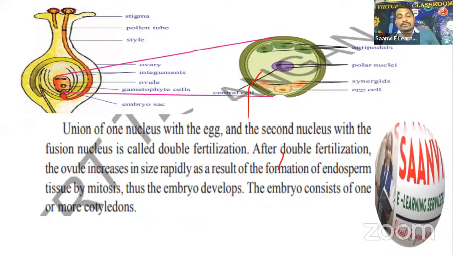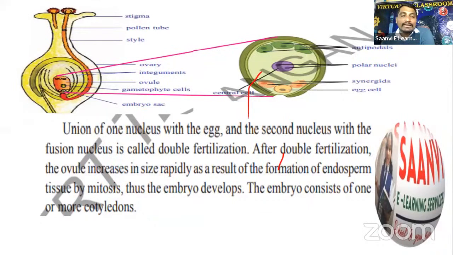The union of one nucleus with the egg and the second nucleus with the fusion nucleus is called double fertilization. The second nucleus fertilizing with the fusion nucleus, already fertilized, is called double fertilization.